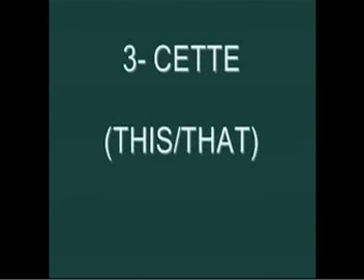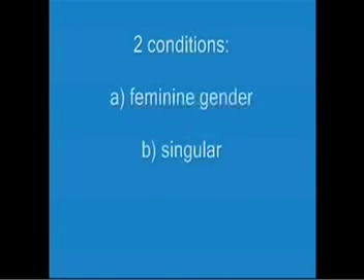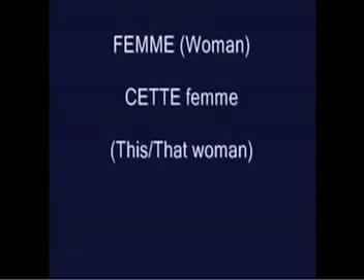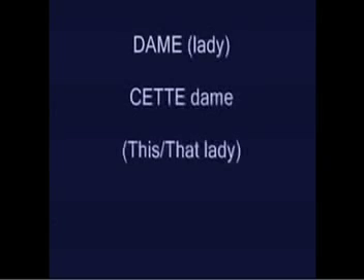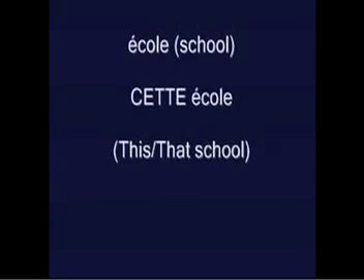Now, what if the noun is feminine and singular? You will need to use cette, C-E-T-T-E. This is used to indicate nouns that have a feminine gender and are singular. For example, the word femme. Cette femme, this or that woman. Cette dame, this or that lady. Cette école, this or that school. You see, école starts with a vowel, but it doesn't matter because the noun is feminine, une école. Because the noun is feminine and singular, you go ahead and use cette, C-E-T-T-E.